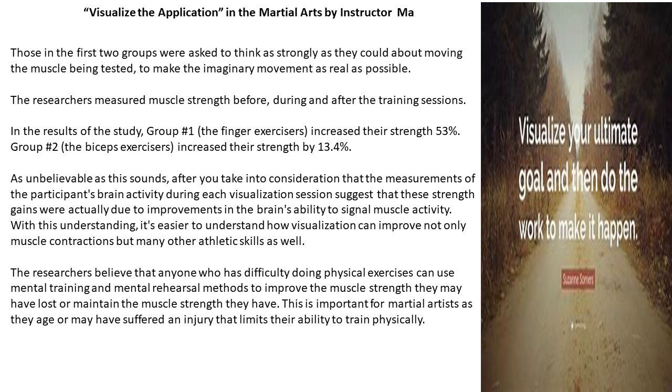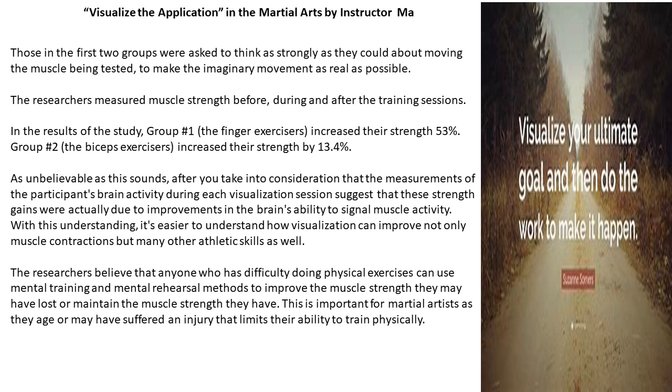Those in the first 2 groups were asked to think as strongly as they could about moving the muscle being tested to make the imaginary movement as real as possible. The researchers measured the muscle strength before, during, and after the training sessions. In the results of the study, Group 1, the finger exercisers, increased their strength 53%. Group 2, the bicep exercisers, increased their strength by 13.4%.